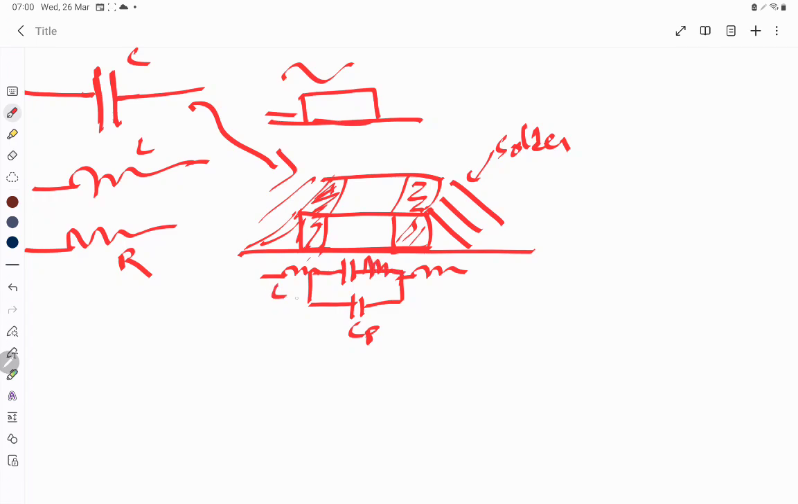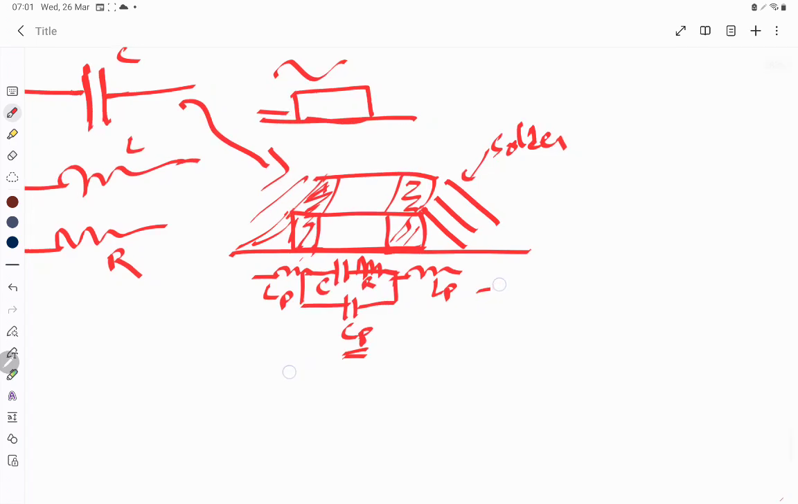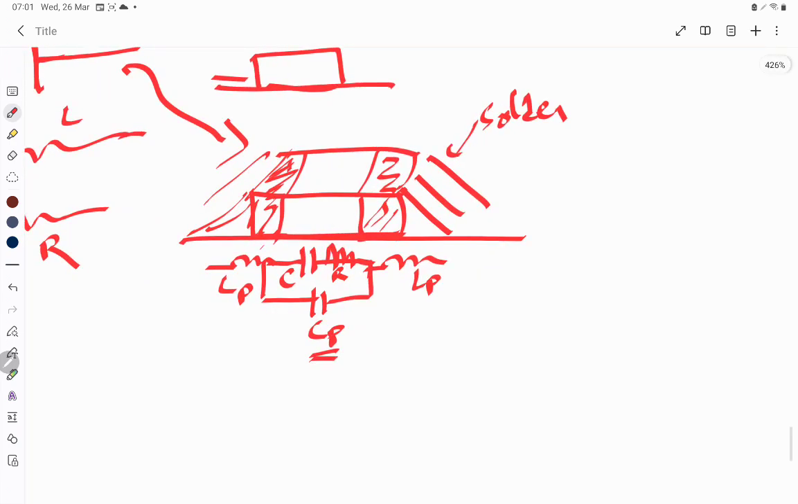So we have package inductances, package capacitances, and some stray resistances along with our capacitance. This does not play much of a role at lower frequencies, but at high frequency they play a big role, because your capacitance presents a reactance of the form 1 by omega C, and your inductance gives a reactance of the form omega L.